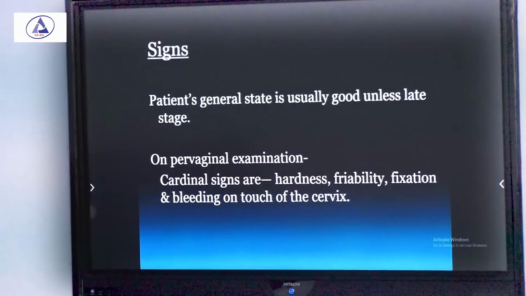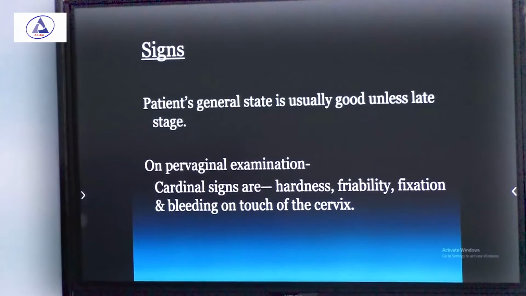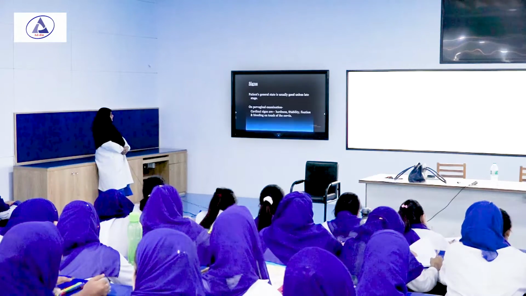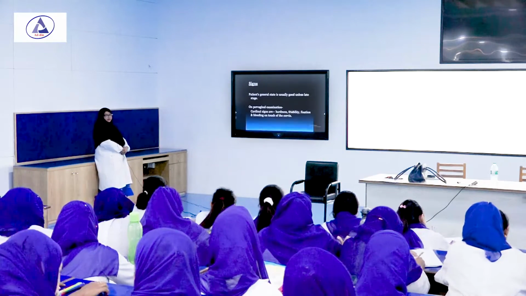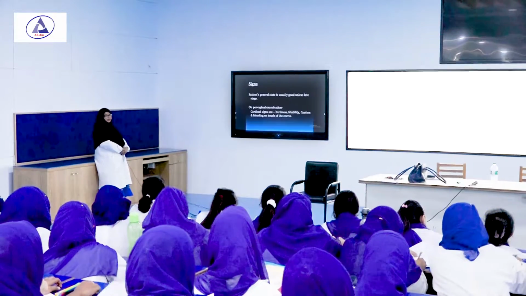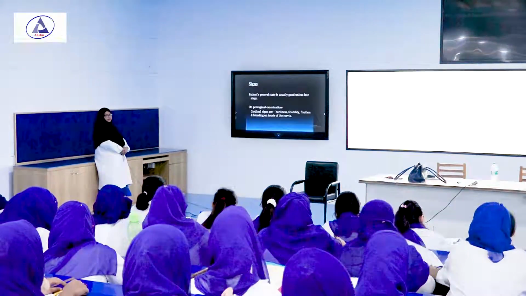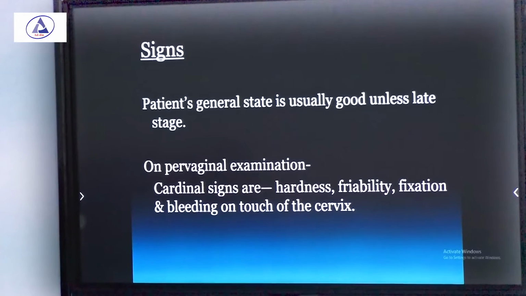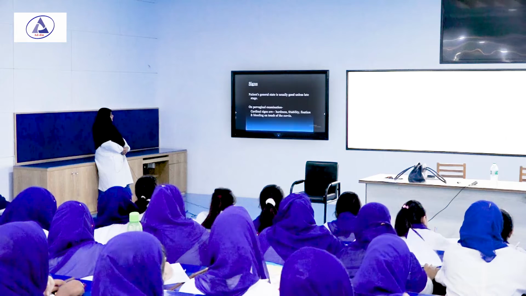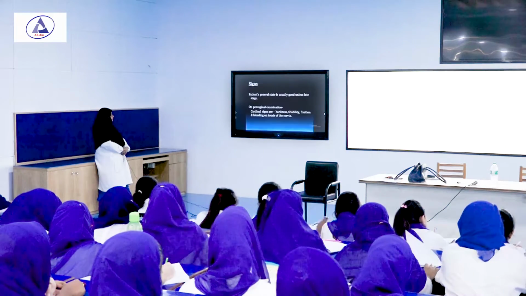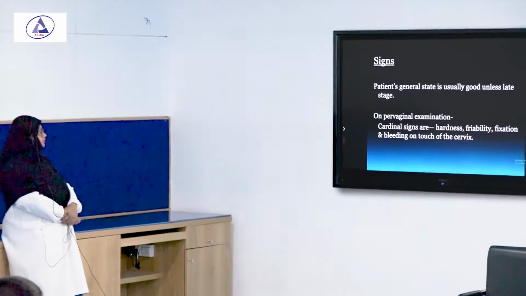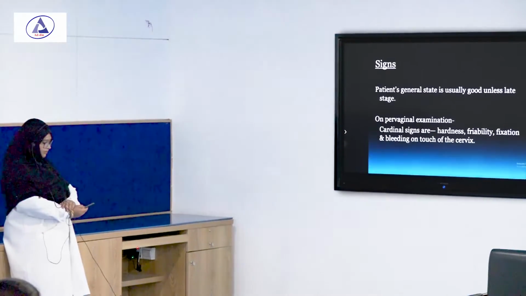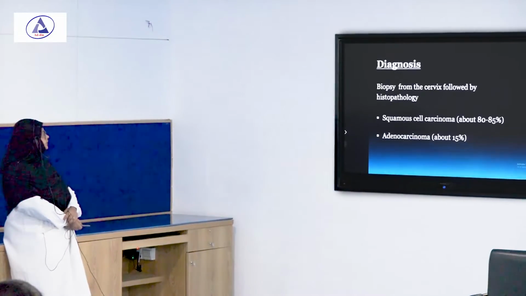So what are the signs? The signs are what is asked in the exam. There are 5 cardinal features of carcinoma cervix: hardness, friability, then bleeding on touch, and fixation to the surrounding structures. These are the most important cardinal signs. So you should remember these points: hardness, friability, fixation, and bleeding on touch. Okay.